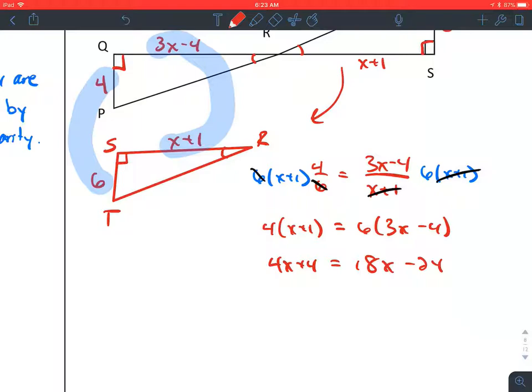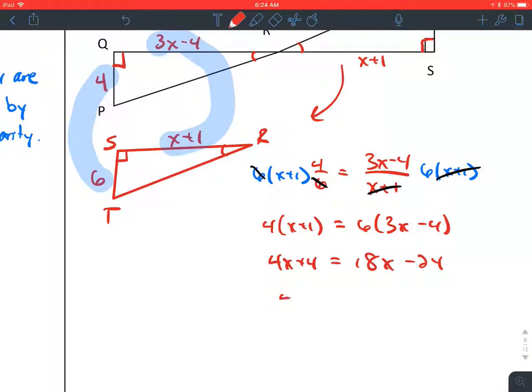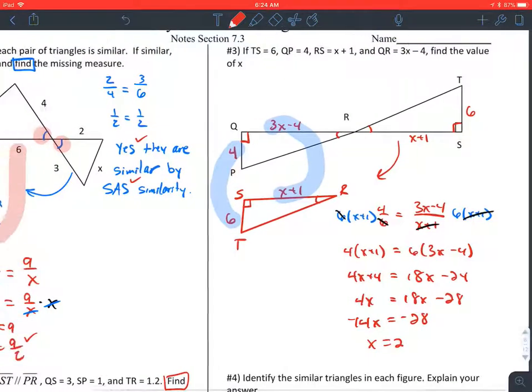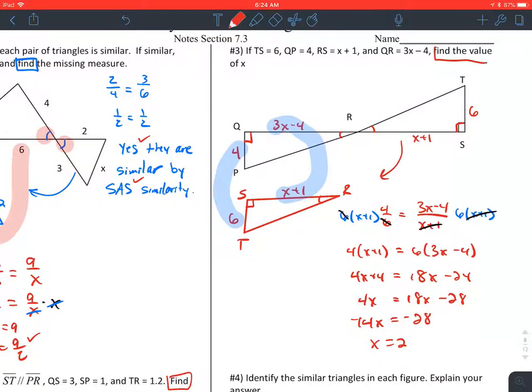Then if I were to, I don't know, subtract 4 from both sides, and then subtract 18x from both sides, then divide both sides by negative 14, I get x is 2. Before I get too carried away, let's make sure I answered the question. Find the value of x. Did it?